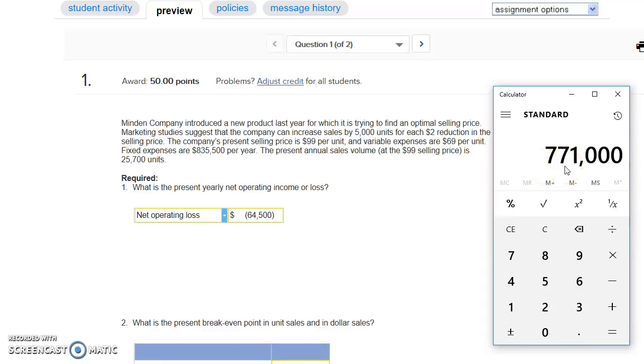That happens to be 771,000, minus our fixed expenses, which is 835,500. So we are actually at a loss of 64,500. That's where that net loss of 64,500 comes from.